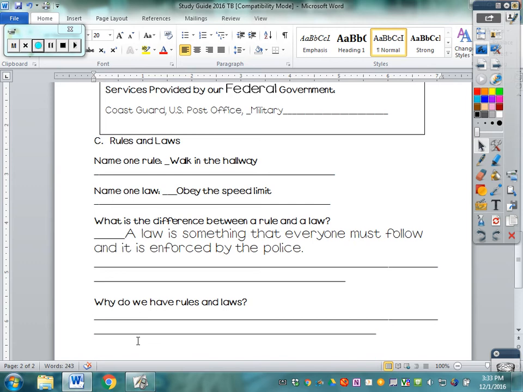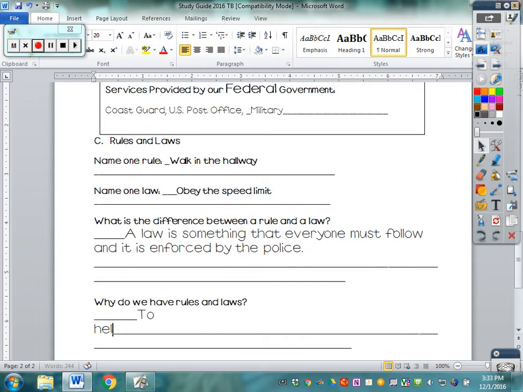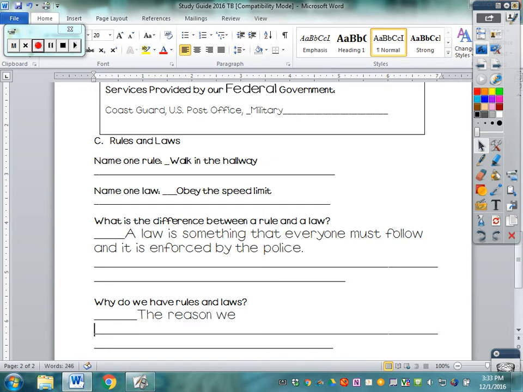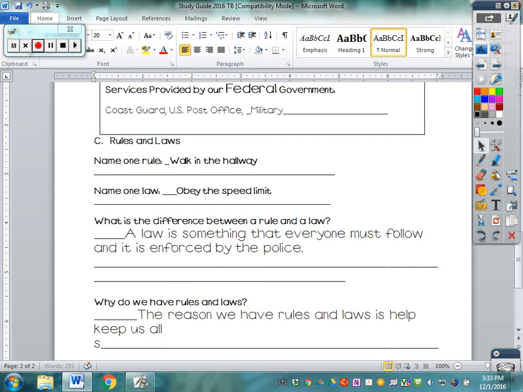And the reason we have rules and laws is what? I hope you know. The reason we have both of these is to help keep us all safe. Doesn't like that line right there. Sorry. So this is our study guide.